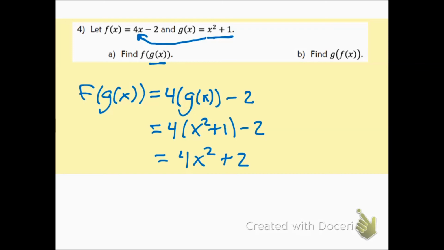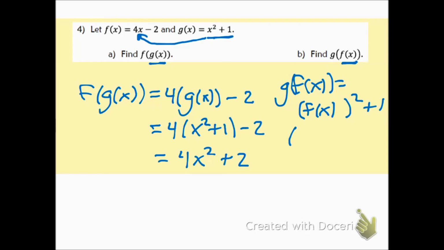If I do it in the other order, so now I'm going to replace the x value in the function g of x with f of x. So g of f of x is just going to be, well, my g of x function is x squared plus 1, but I'm replacing the x with f of x. So it's f of x squared plus 1. But f of x is 4x minus 2. So this is 4x minus 2 squared plus 1. Make myself a little divider line here.